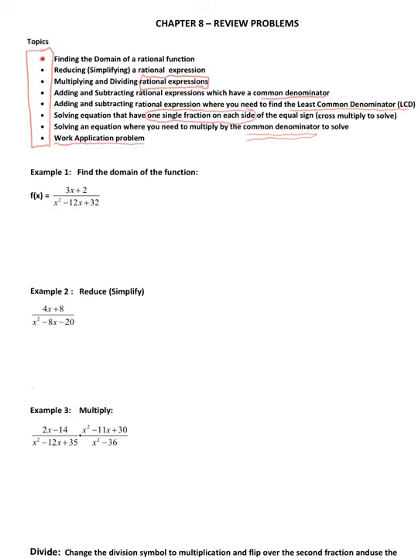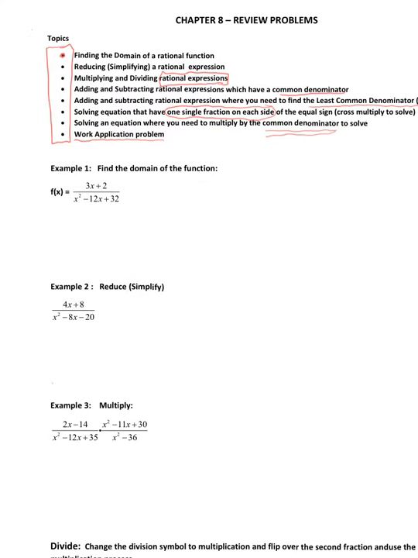So let's begin with example number 1. Find the domain of the function. Well, we'd love our domain to always be all real numbers. What that means is I could plug in any number I want for x on the entire number line, all the way out from negative infinity to positive infinity. And that is pretty much true, except we're going to denote or list the exceptions.